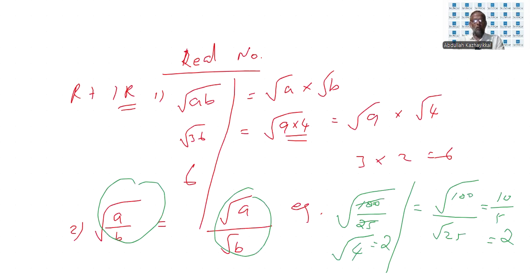Now, third one, all of you please. Third page, I am talking about the third identity. This is our third page. Third identity, you can see in your textbook: root of A plus root of B into root of A minus root of B.